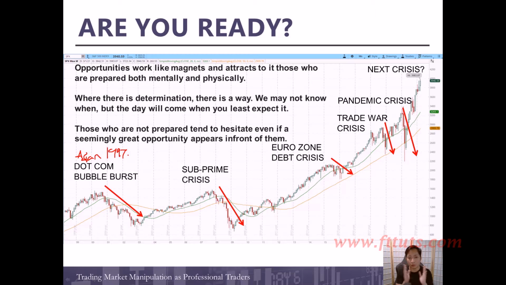But if not, I think most people would know that there is this dot-com bubble burst, the internet bubble burst, the subprime mortgage crisis, the Eurozone debt crisis, then you have the trade war, and most recently, we also have the pandemic.